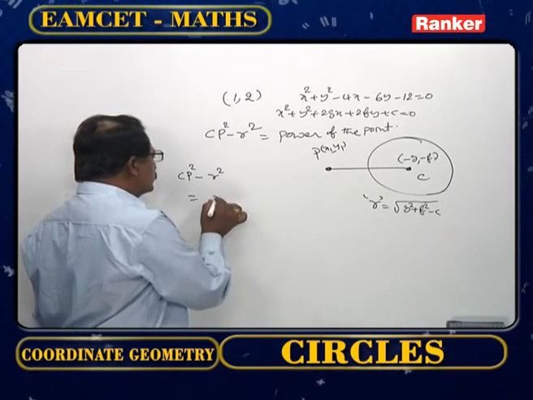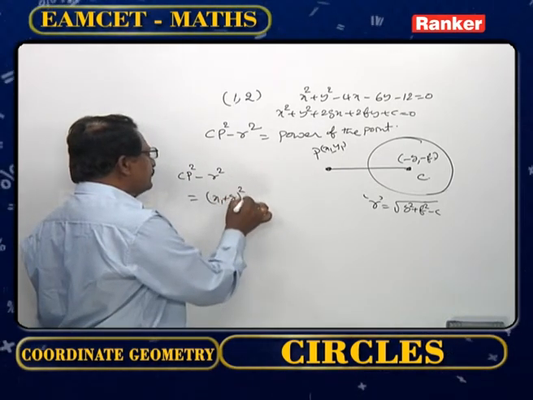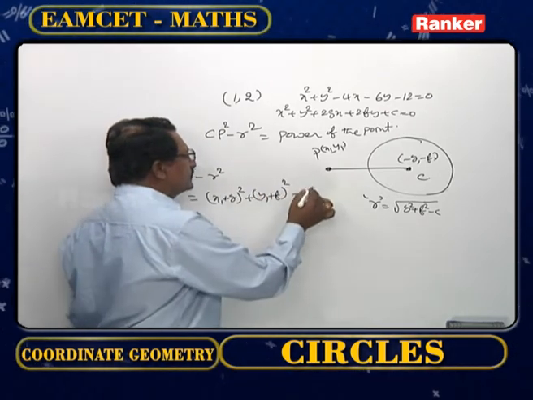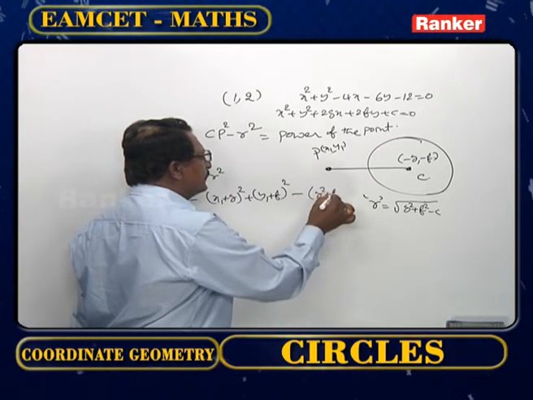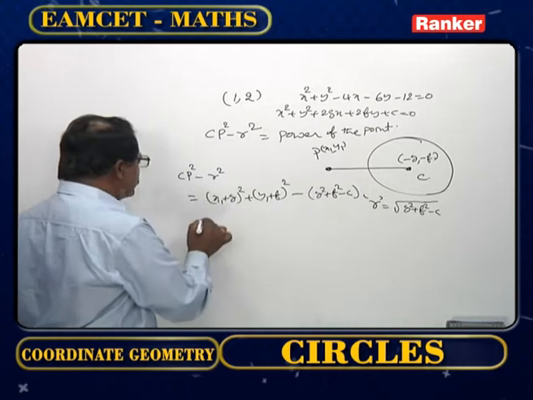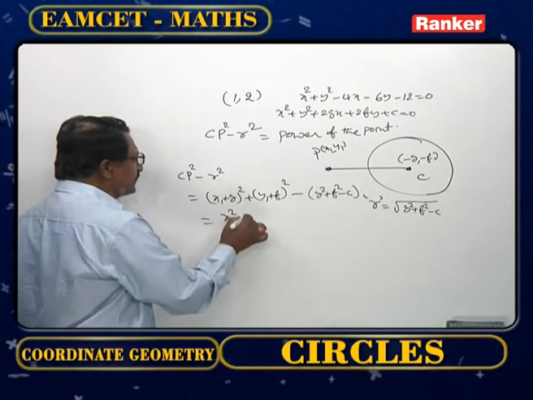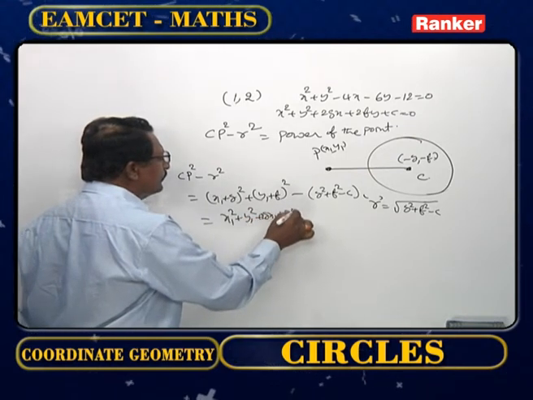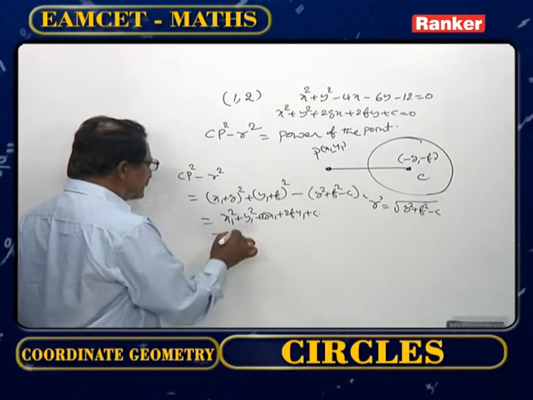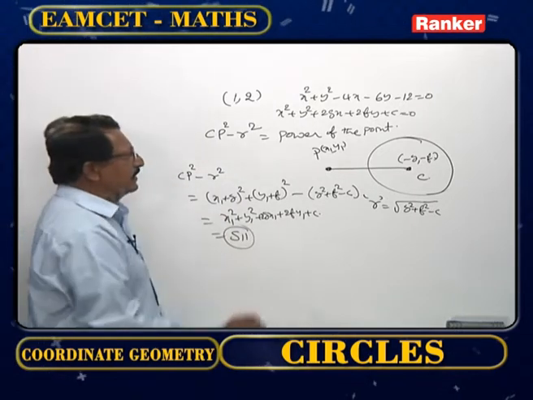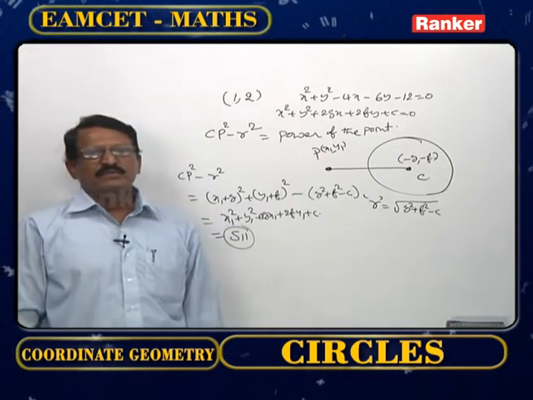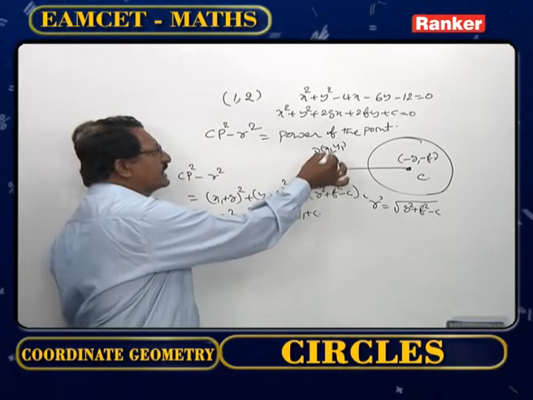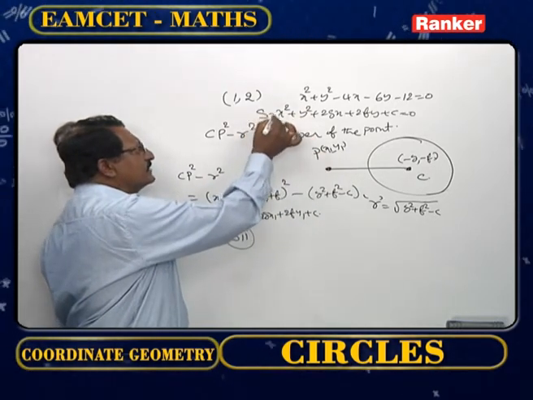Now CP square equals (x1 minus of minus g) whole square plus (y1 minus of minus f) whole square, minus the square of the radius, g square plus f square minus c. Further simplifying, we get x1 square plus y1 square plus 2gx1 plus 2fy1 plus c. It is nothing but S11. Means the power of the point P (x1, y1) with respect to the circle S equals 0 is S11.